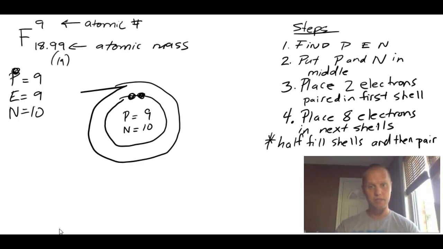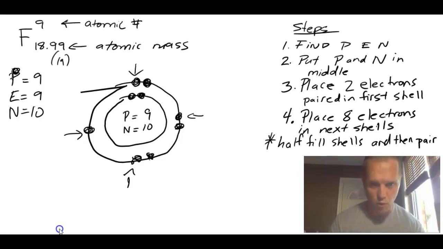And I have 7 to place, and the shell is going to have 8 in it. That means I'm going to place it at 4 spots. Here, here, here, and here. So I half fill. 1, 2, 3, 4. It is now half full. I've got 6 electrons to place. I have to place 3 more to make 9. So 7, 8, 9. Okay, so that's the Bohr Rutherford diagram for fluorine.